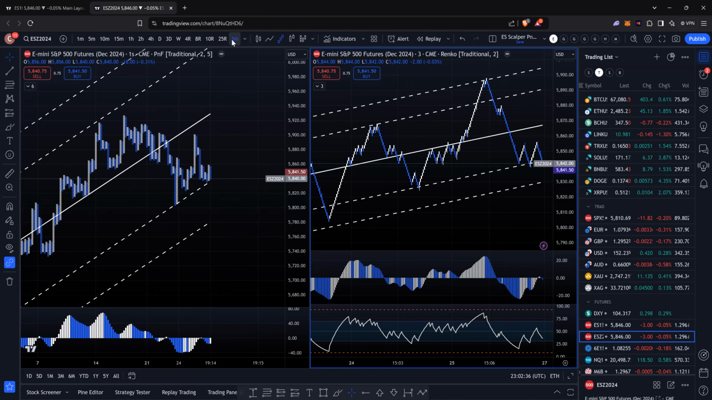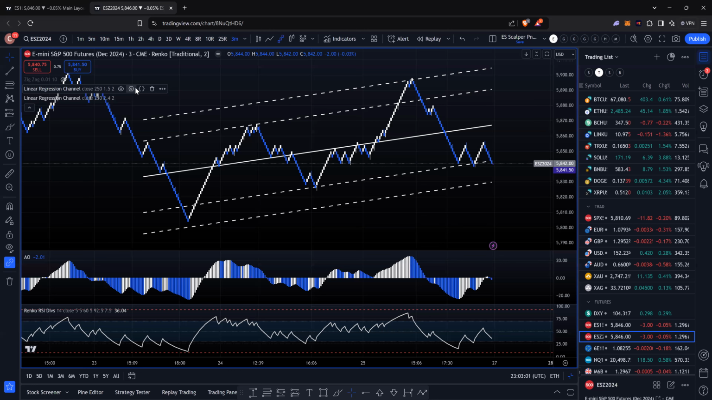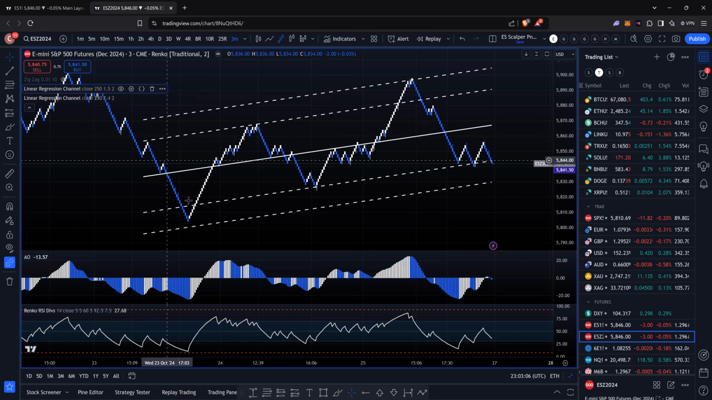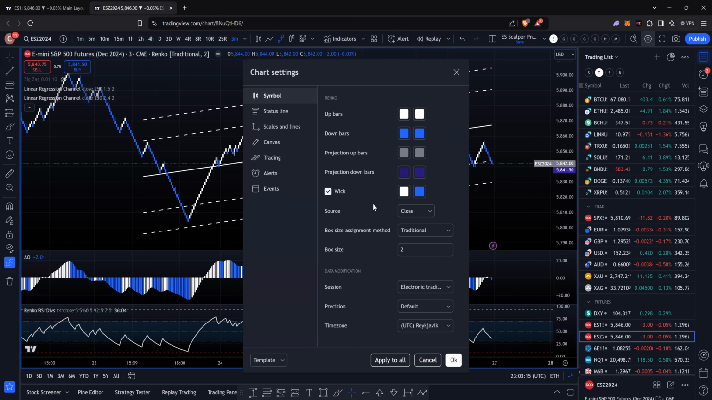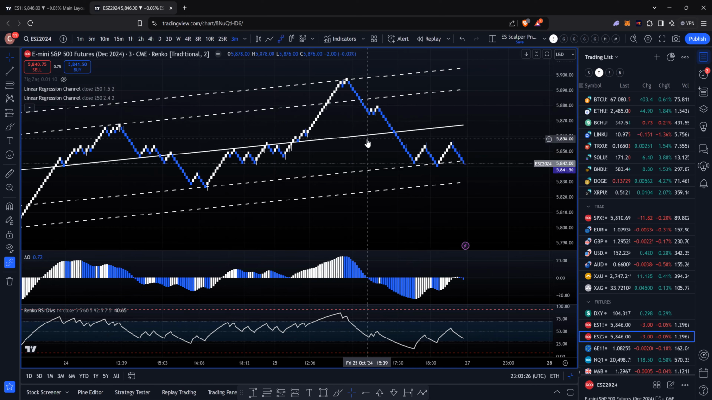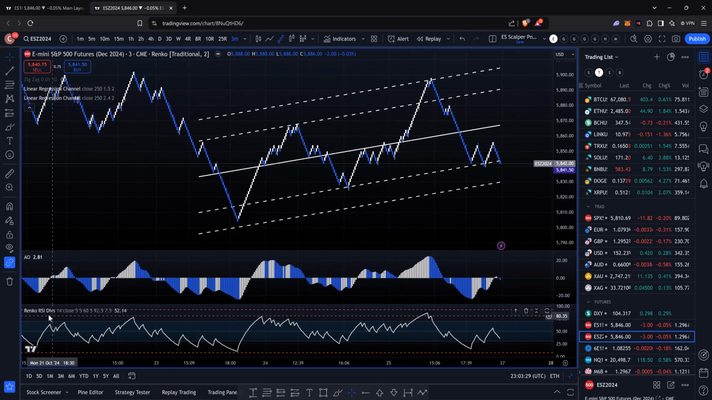So on the Renko chart, I have almost exactly the same linear regression channels. The only difference is the length is 250. Just the nature of Renko, it is spread out more than the point and figure chart is. So I have the length on the linear regression a little bit longer. On the Renko chart itself, I have it set to traditional, and the box size is 2, which means that every box represents $2, or 2 points in the ES. I've got the awesome oscillator again, and then RSI. This is a custom RSI indicator, but it's just default settings.